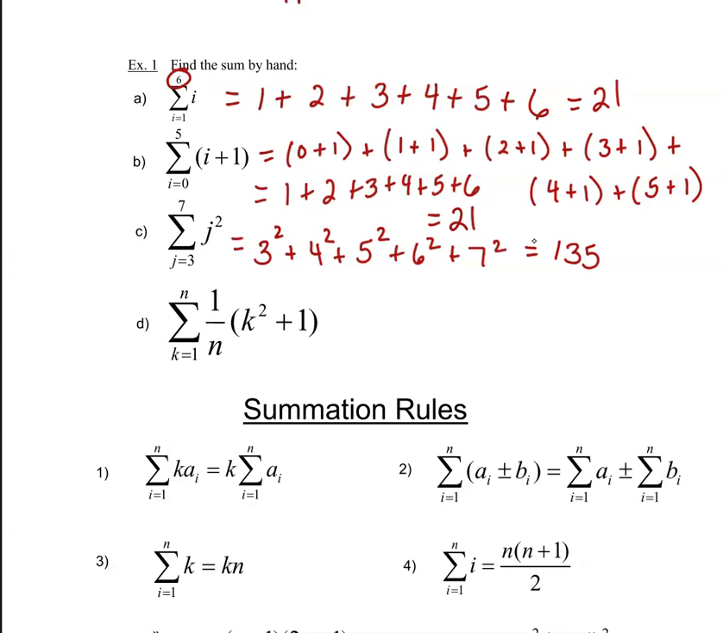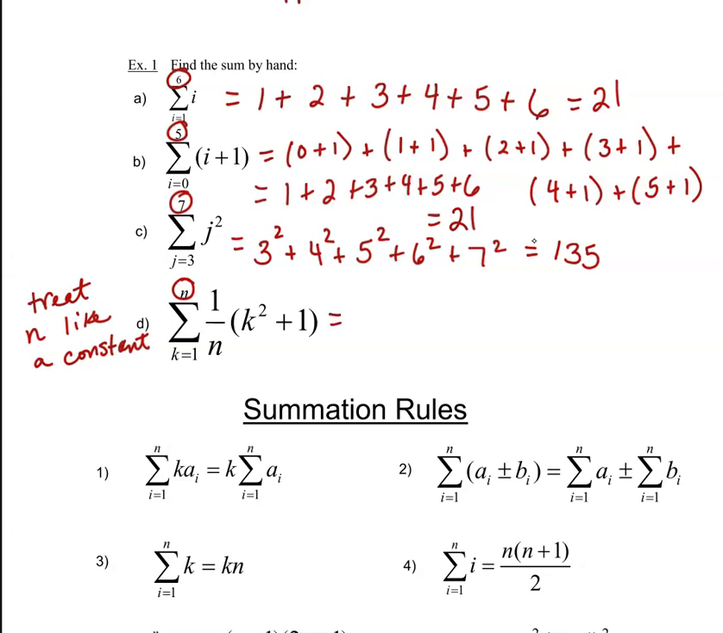Lastly, we've got the term k squared plus 1 times 1 over n, and k ranges from 1 to n. Now, they didn't give us a specific value for n, but you're going to treat n like a constant. k is what's changing. Treat the n like a constant, because it would normally be the constant on top, just like it was in these other examples.